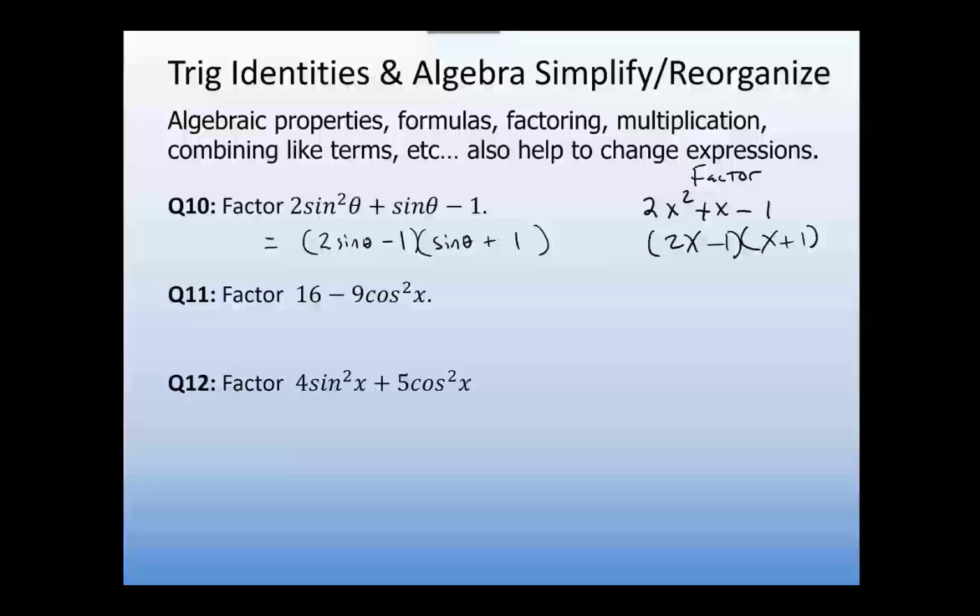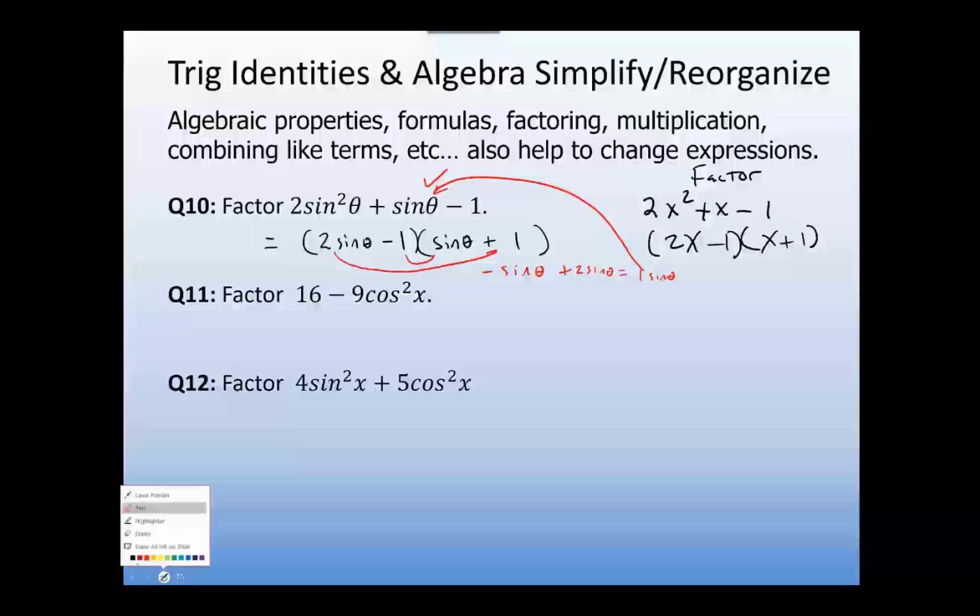And then we can check this by doing the inner and the outer multiplies. This gives me negative sine theta. And this gives me positive 2 sine theta, equals 1 sine theta, and that does check with my middle term. So that tells me I got everything factored correctly.